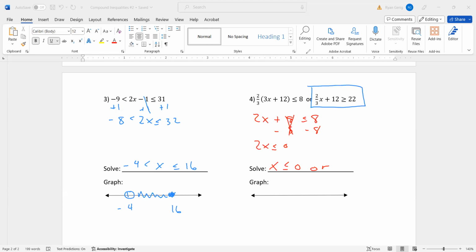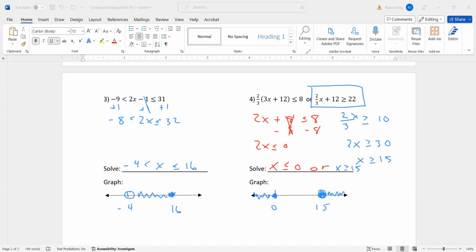Well, with the second part, I'm going to subtract 12 first. Multiply by 3. Oops, don't forget the x. And then divide by 2. So I get my two numbers of 0 and 15. They're both closed because they're equal to. Sorry. And we shade outside.